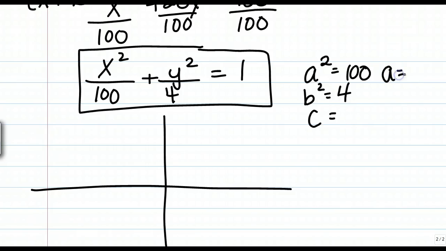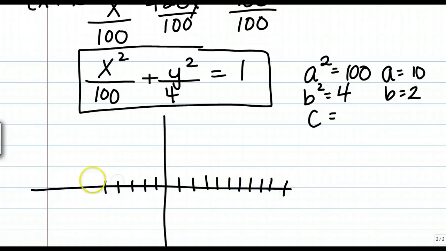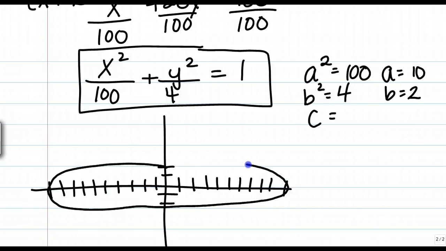So a is just going to be the square root of that, which is 10. The square root of 4 is 2. And a is underneath the x-axis, so we're over 1, 2, 3, 4, 5, 6, 7, 8, 9, 10. 1, 2, 3, 4, 5, 6, 7, 8, 9, 10. Your 4 is underneath the y squared, so we're going to be up 2, down 2. And now if you notice, your major axis is on the x, and your minor is on the y.